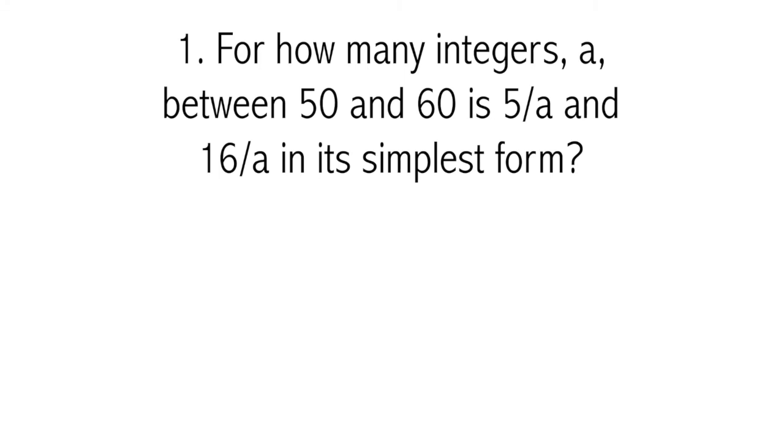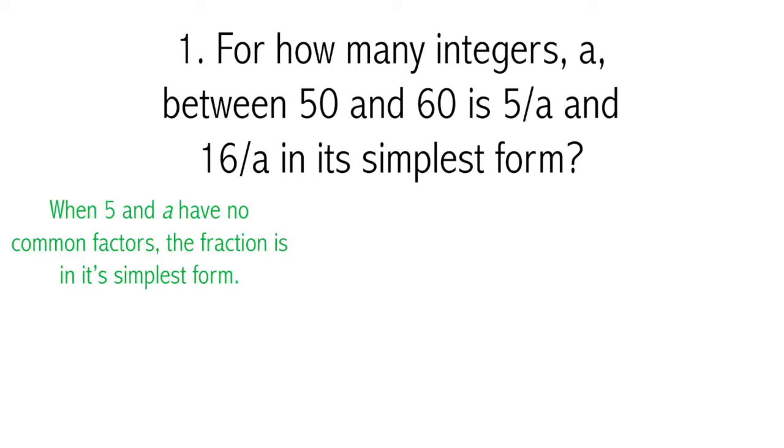So the first question we're going to look at: for how many integers a between 50 and 60 is 15/a and 16/a in its simplest form, right? So something you need to realize is a fraction is in its simplest form when the numerator and denominator have no common factors. So if 15 and a have a common factor, it is not in its simplest form, right? If 16 and a have common factors, it is not in its simplest form.